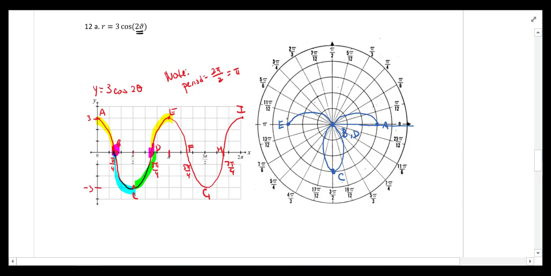And then we'll continue with this part for pi to 5 pi over 4. That would be this wedge here. And then, yes, that goes back to 0. So, whoop, back here, there's F. EDF, the same. And I hope you can kind of visualize what's going on next.